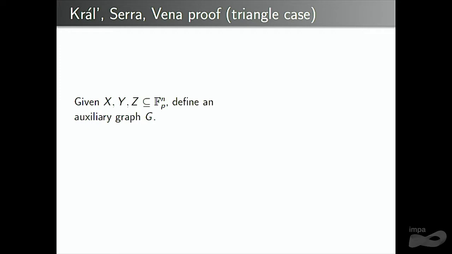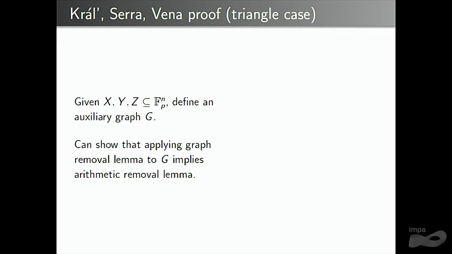So what they do is, if we have 3 sets in F_p to the n, we want to show that if there's a small number of triangles between these 3 sets, then we can remove a small number of elements to get rid of all triangles. And so they define an auxiliary graph G, and they show that applying the graph removal lemma to this G implies the arithmetic removal lemma. And the construction of G is pretty simple.